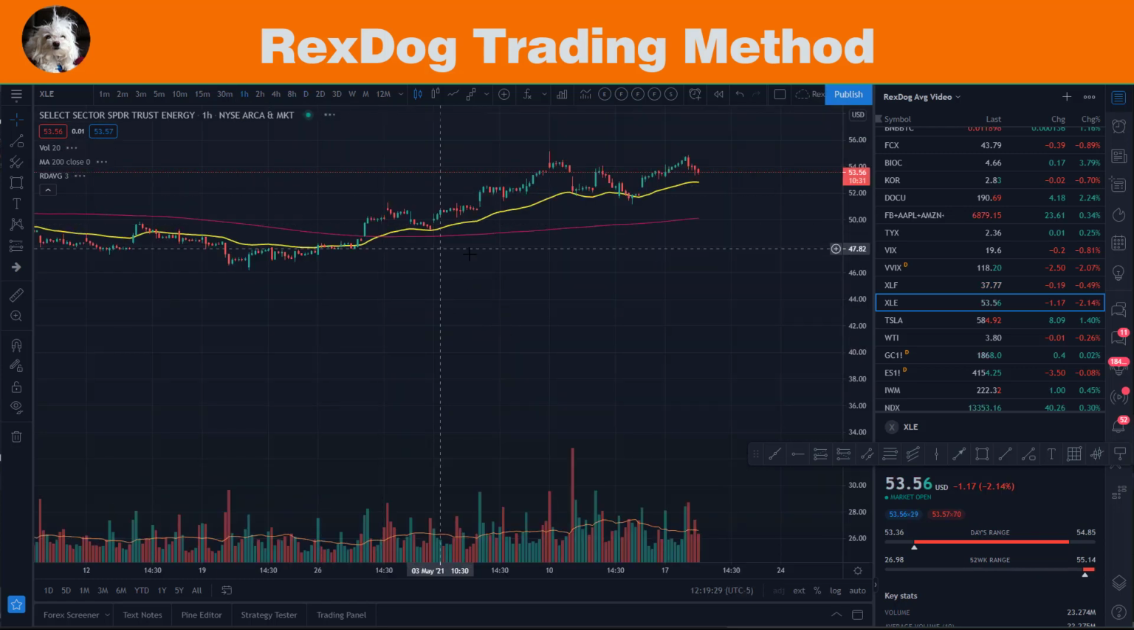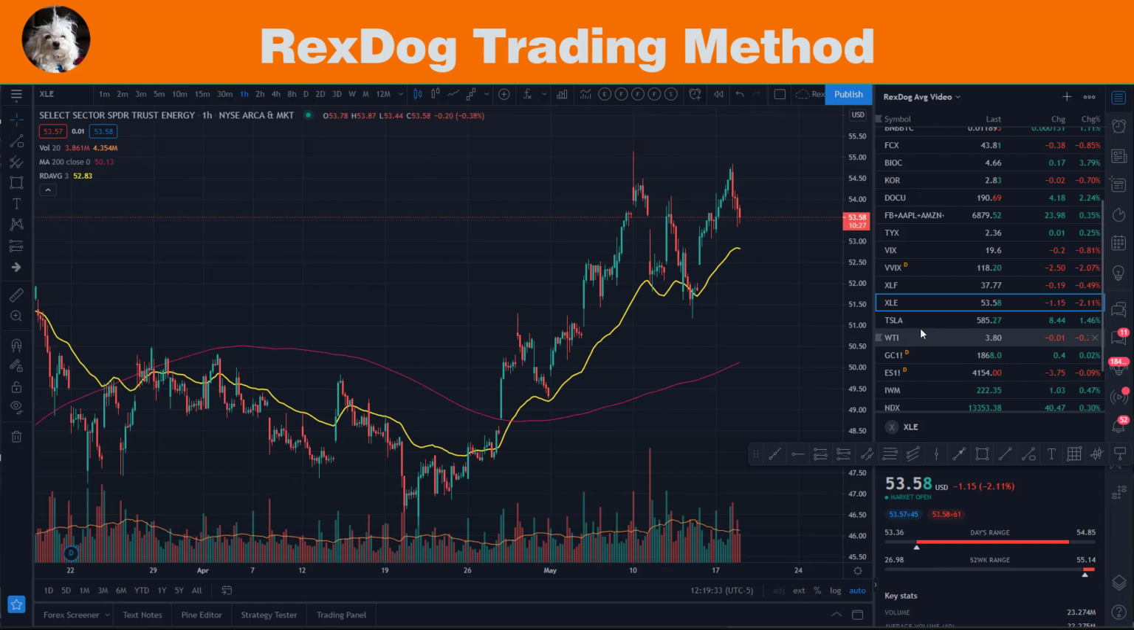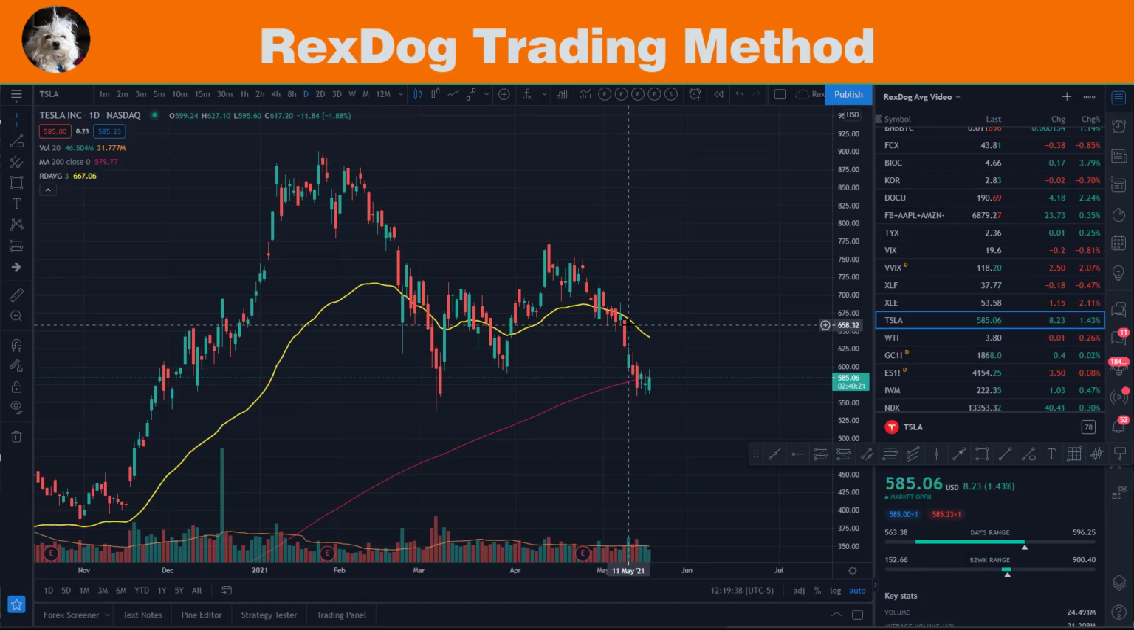This isn't really, I guess, I feel like I'm trying to prove things to you, but I'm really just showing you different markets. Tesla, everybody's favorite car company. So Tesla broke the RexDog average. It's going to probably come back up here and retest it. Heck, it might even go back up here and test the highs. Who knows? But as you can see here, right now, your bias on the daily, the larger time frame, should be the short side.